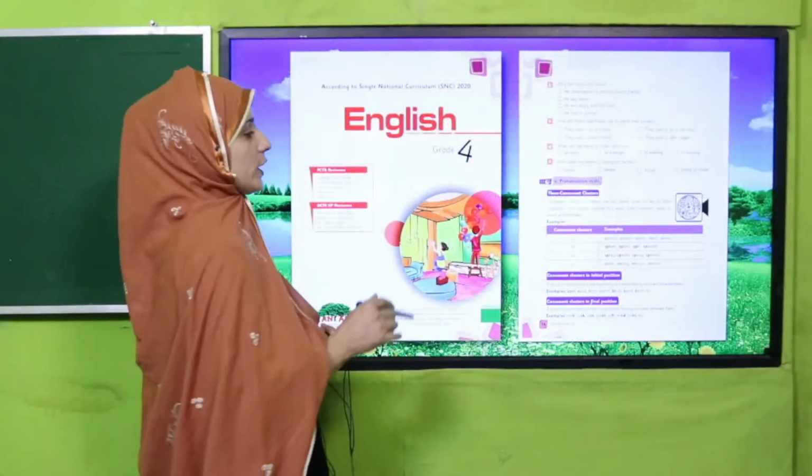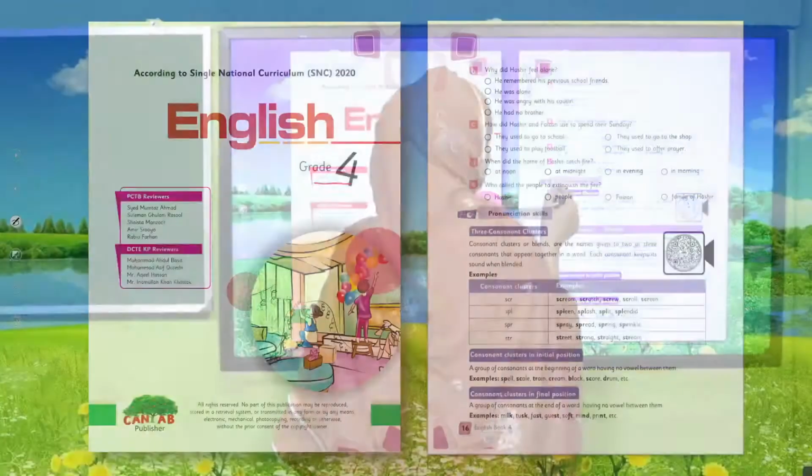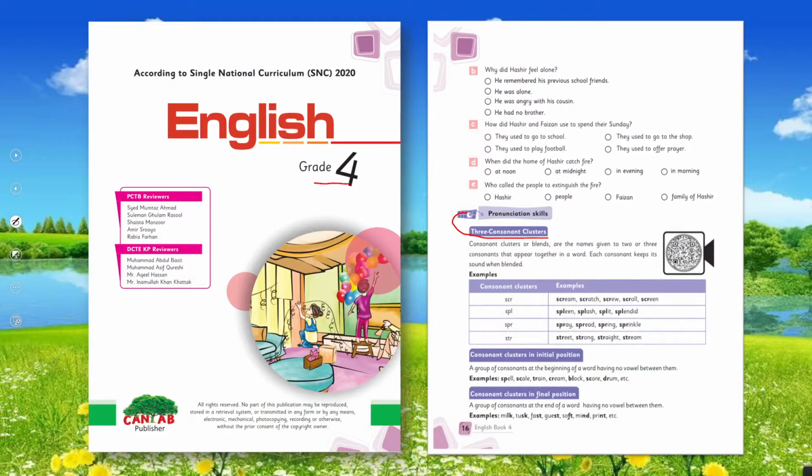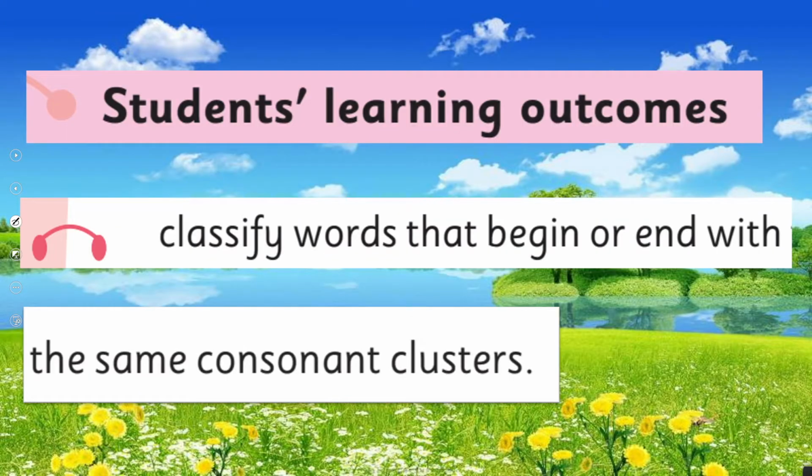Before, in English for grade 4, we have already learned about 3 consonant clusters. I hope you remember it. If you don't, you may watch this video lecture again. Our today's learning outcomes are: classify words that begin or end with the same consonant clusters.